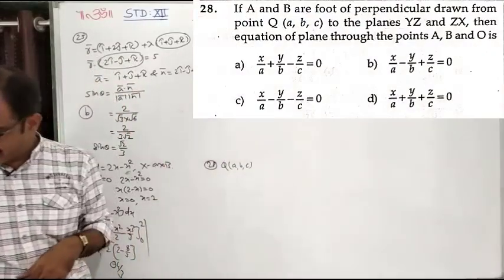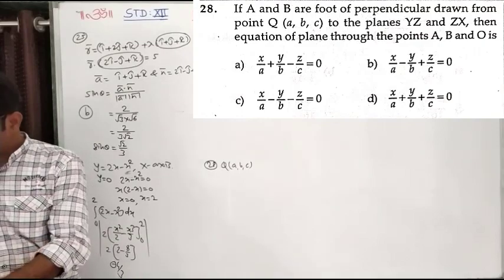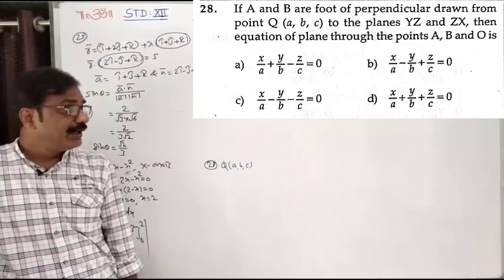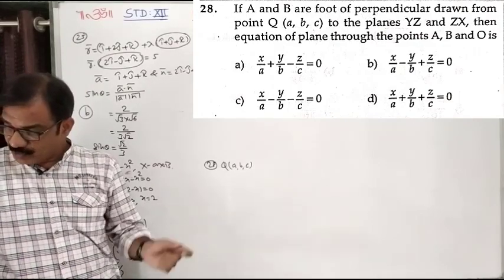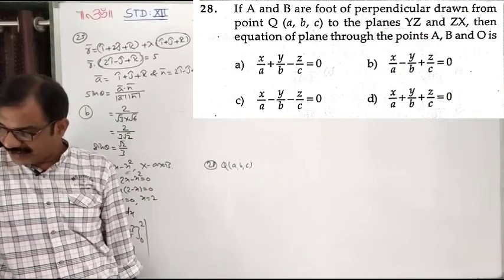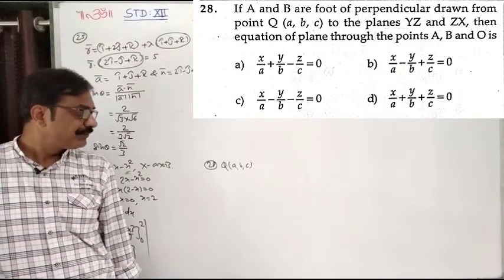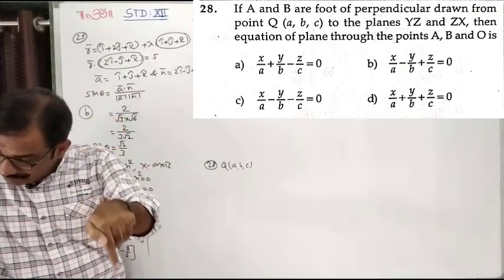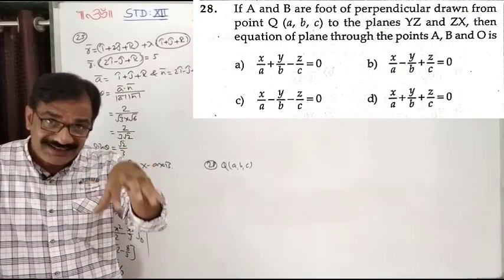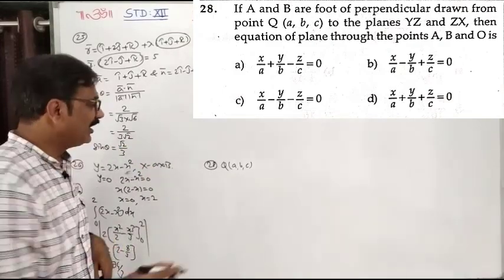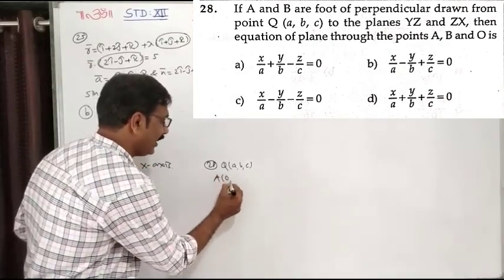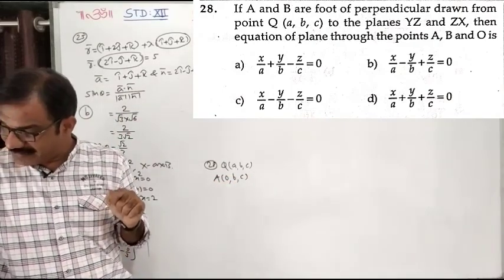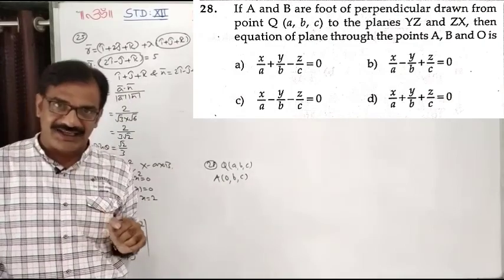Look at question number 28. Read it carefully. If A and B are the foot of perpendicular drawn from the point Q (a, b, c) to the YZ plane, and ZX plane. So from this point, when you draw the perpendicular on the YZ plane, x will be 0. So the points of A are like this. You are drawing the perpendicular; B is the foot of perpendicular on the ZX plane.